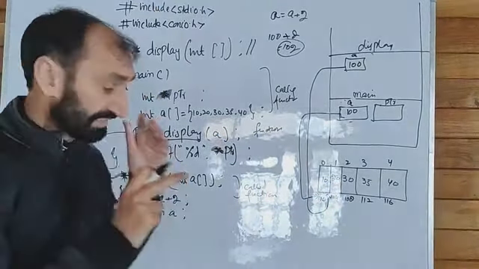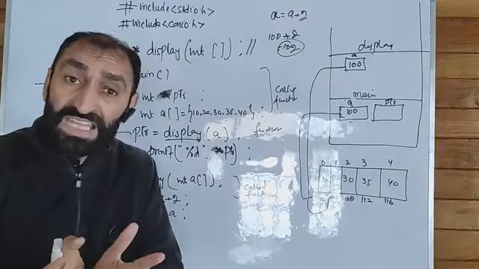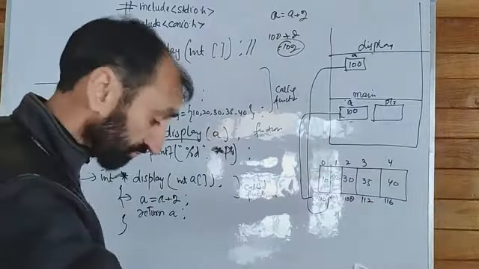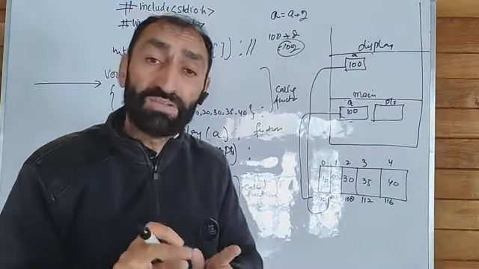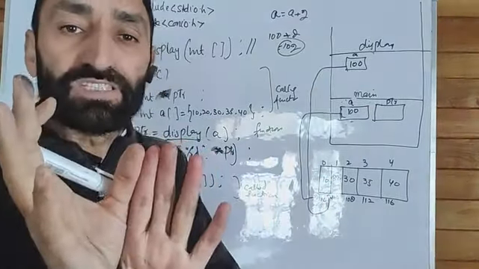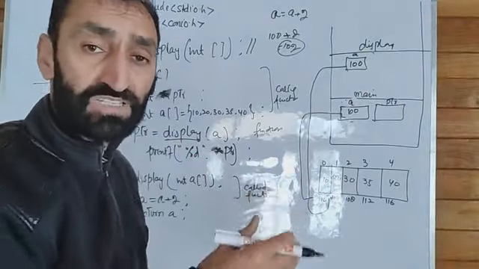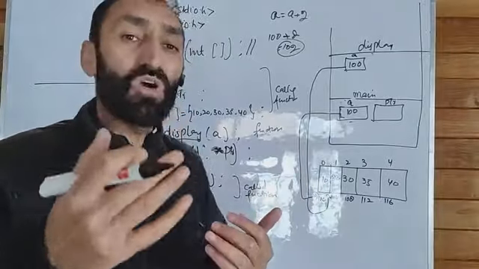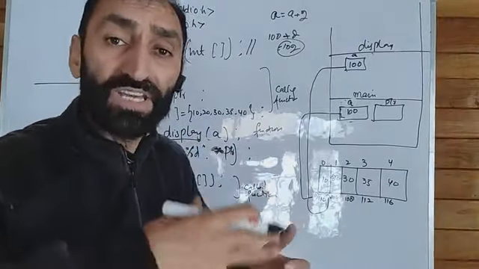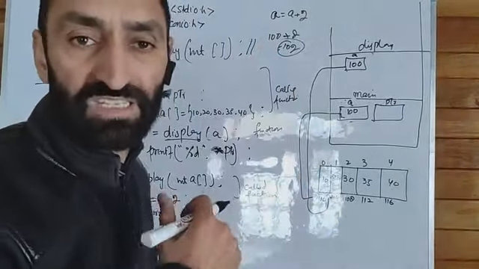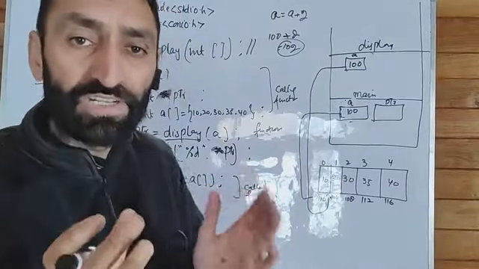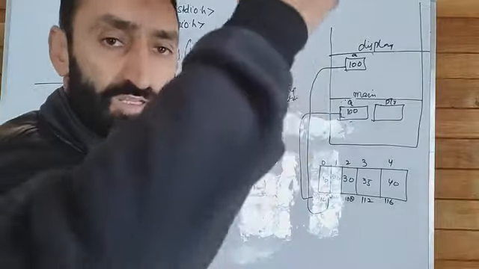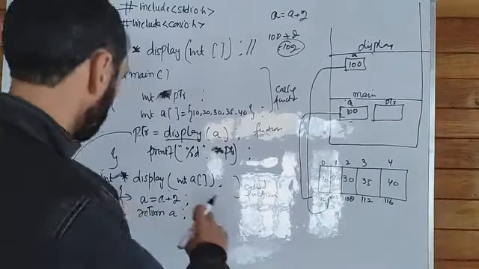Here the pointer arithmetic takes place, not ordinary mathematical or arithmetical operations. We have already uploaded a video on pointers. In that video, I discussed how pointer arithmetic takes place in C. If you have any doubt, first watch that video and then come back to this point.